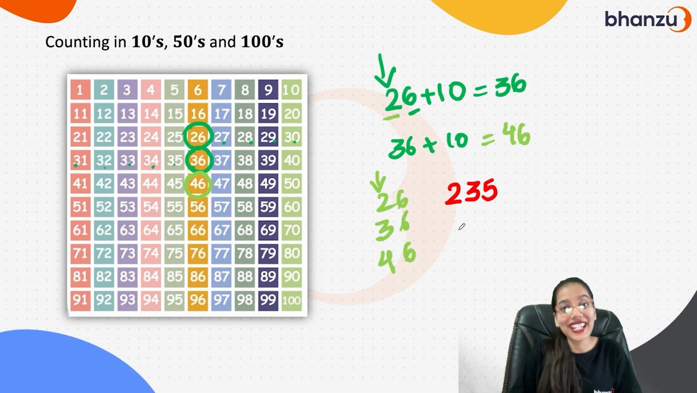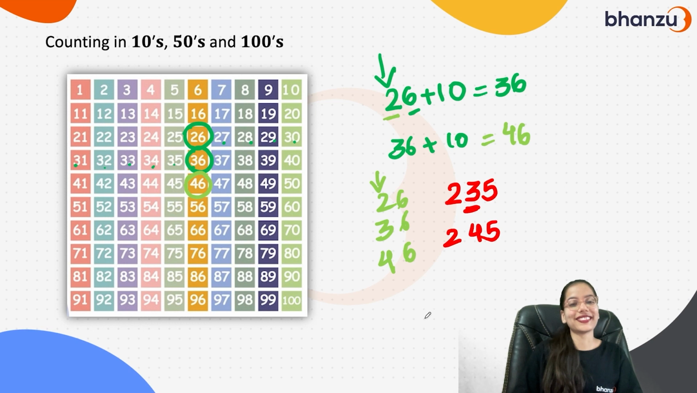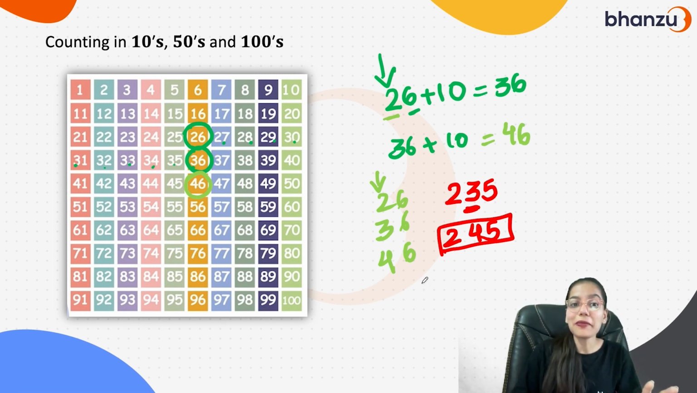Again, it's going to be same. Don't worry just because it's a big number. Only the tens place value will change. It's going to be 245. You can even count in ones and verify if it is 245 or not. Okay? So this is how, looking in the number grid, once you understand the pattern, without using the number grid, you will be able to count in tens.